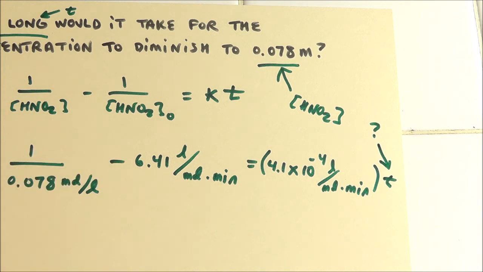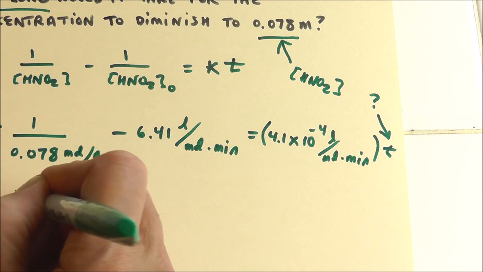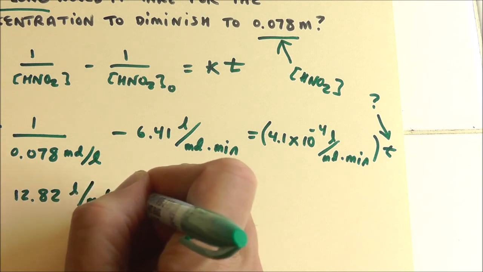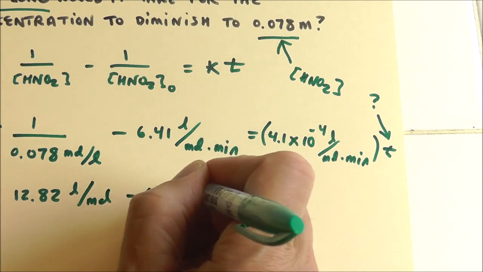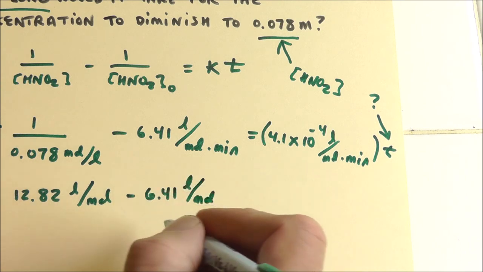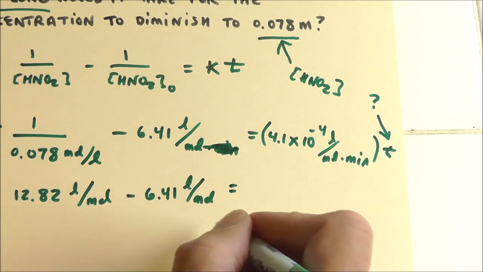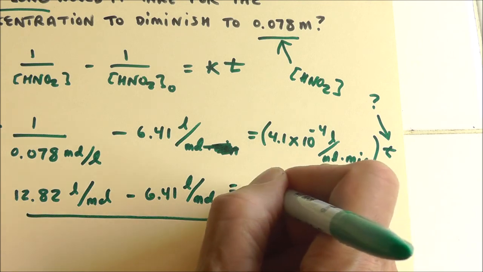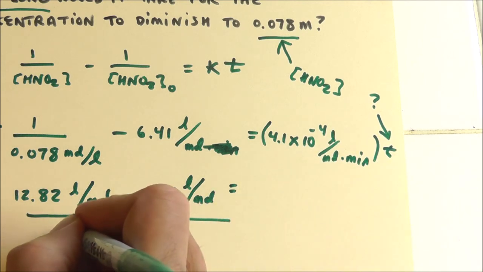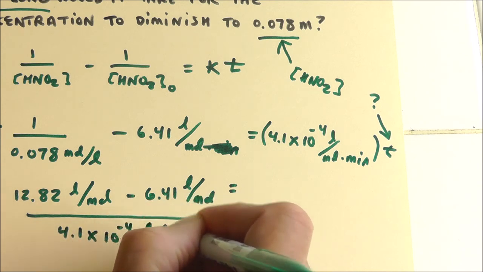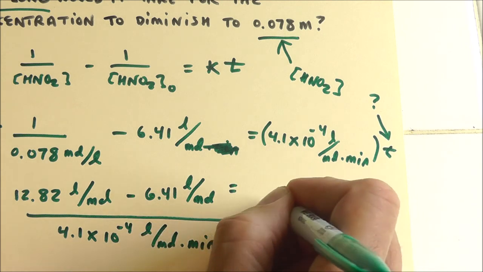Let's go ahead and do that inverse. So 1 divided by 0.078 is 12.82. 12.82 liters per mole minus 6.41 liters per mole. I goofed up and put minutes in there. And then if I wanted to get fancy, that would equal 4.1 times 10 to the minus 4. But I'll go ahead and divide that. I don't think I'm going to lose anybody here. Liters per mole per minute. That would be what T is.